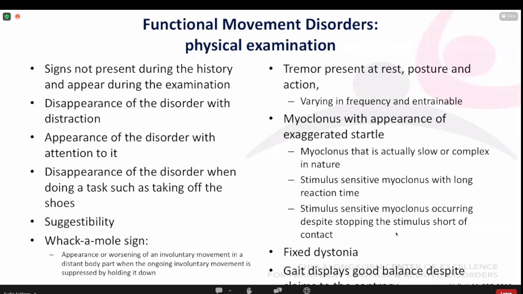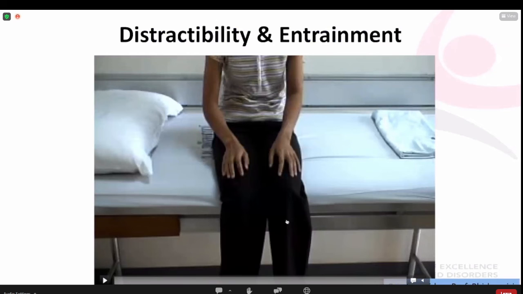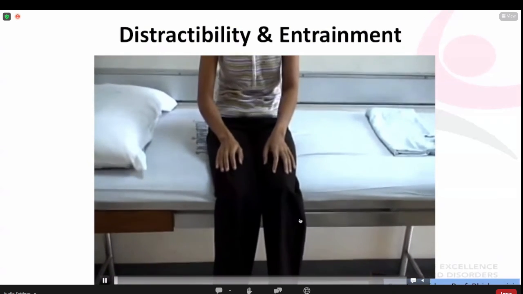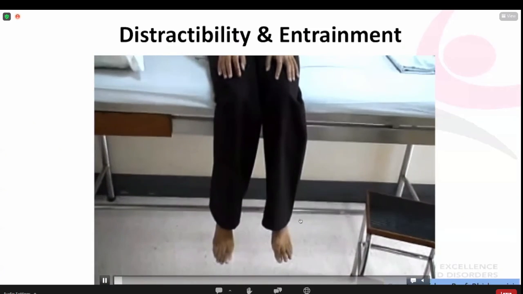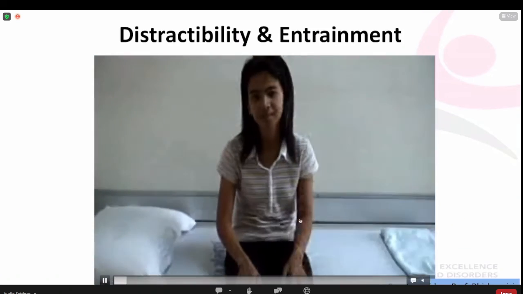Sometimes fake dystonia might be one of the suggestive features of functional movement disorder. For this patient, she has a functional tremor on her right hand.